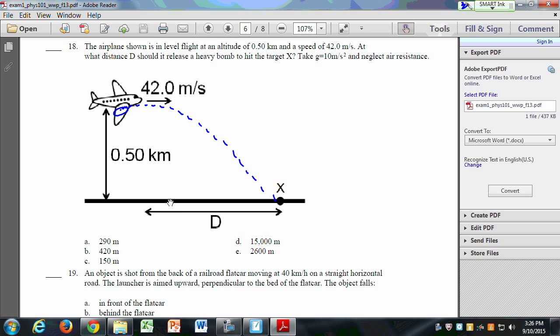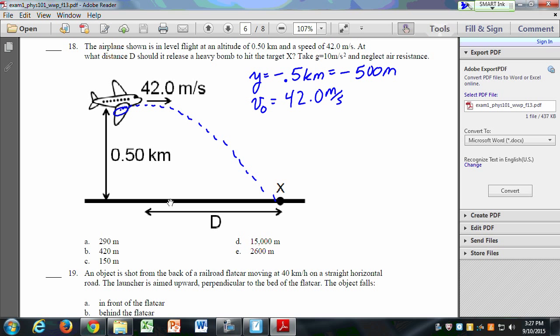So let's see, reading this, I know that y is equal to negative 0.5 kilometers, but I'm so good at doing unit conversions now, I know that that's immediately what? 50 meters? 5 meters? 500 meters? It's 500 meters, right? A half kilometer is 500 meters, and I know that the initial speed is 42 meters per second.